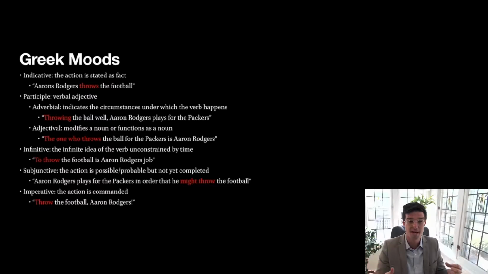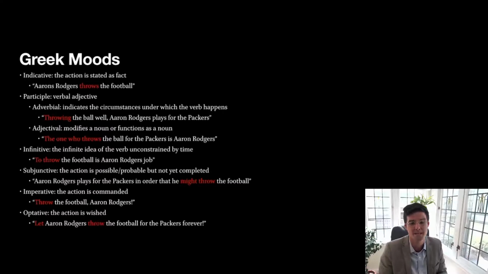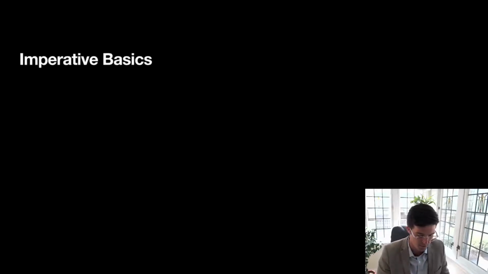The imperative is a command. Throw the football, Aaron Rodgers, as if I'm watching the Packers on TV and Aaron Rodgers is about to be sacked and I'm commanding him through the digital universe of NBC to throw the football. And then lastly, the optative, our most rare mood in the Greek New Testament, is a wish. The action is hoped for. So I may have the wish that Aaron Rodgers always play or always throw the football for the Packers. So let Aaron Rodgers throw the football for the Packers forever, or let Aaron Rodgers play for my team instead of Packers. Those wishes in Greek would be expressed by the optative mood.